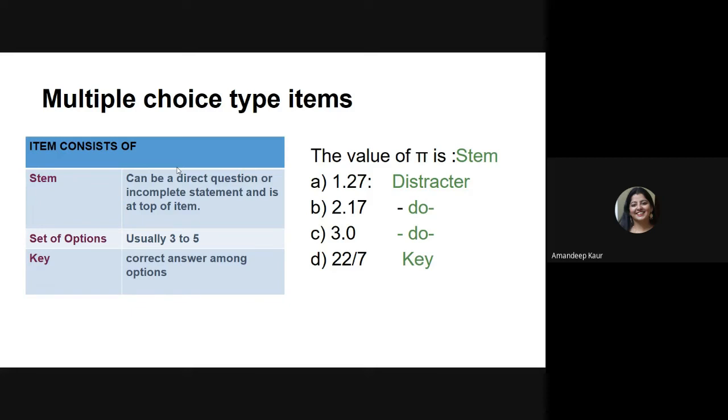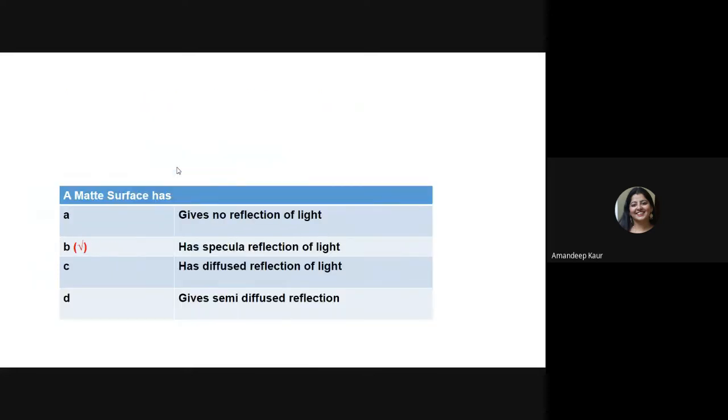Next is the key, that is the correct answer among the options. So if you have selected 4 different options, from those 4 different options, 1 will be the key and 3 will be the distractors. So these are the 3 major essential elements of a multiple choice test item.